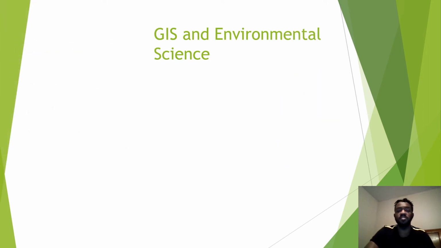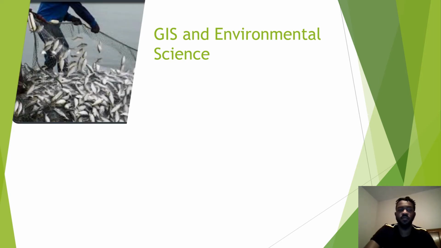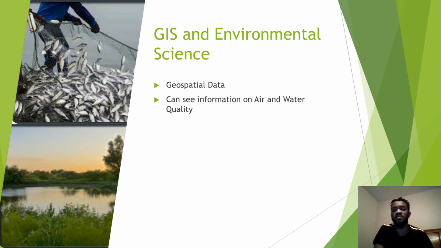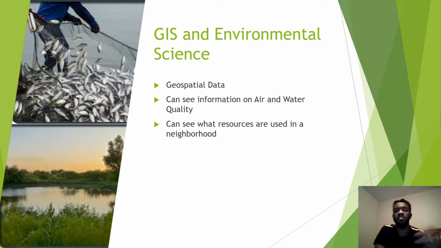Next, I want to talk about how GIS relates to or can be used in environmental science. First of all, I want to talk about something called geospatial data. That is data you can use from the environment, and how it picks up and can show different things that are affecting it, such as resources and quality. It can be used for information on air and water quality, so you can definitely see the pollution and how it affects certain regions. You can also see different neighborhoods, how resources are affected there, and what stressors affect those neighborhoods.